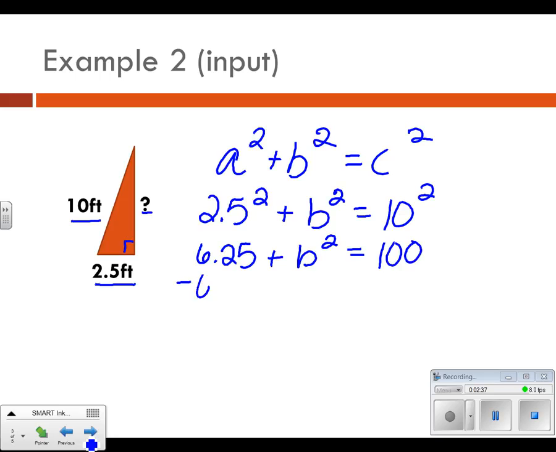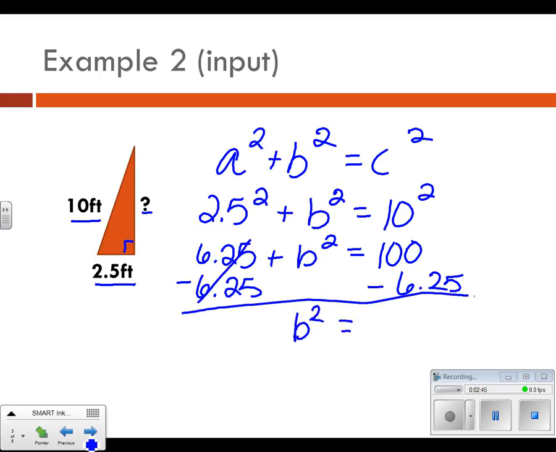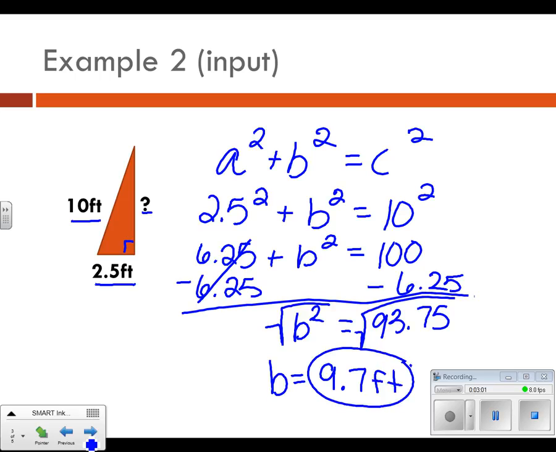Then you would subtract 6.25 from both sides. You're left with b squared is the same as 93.75. To undo the square, square root both sides. So b is 9.7 feet. So that would be the length of this missing side.